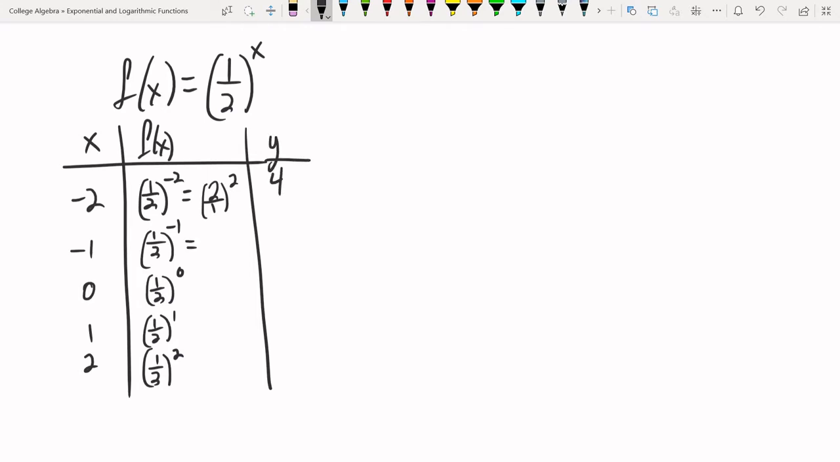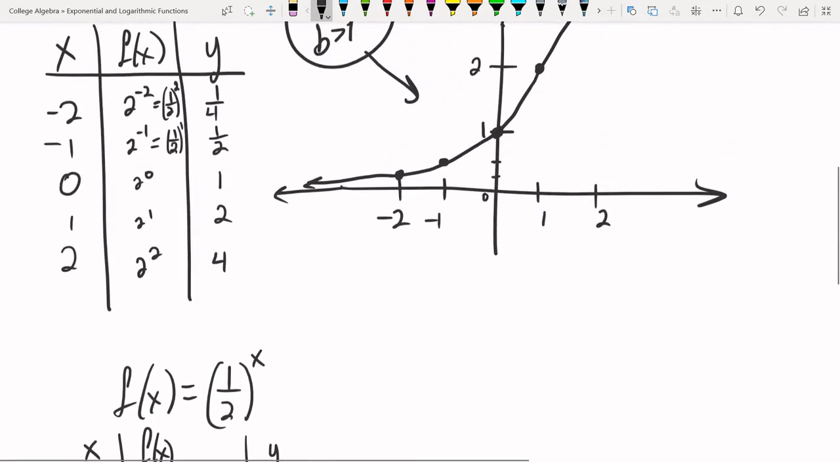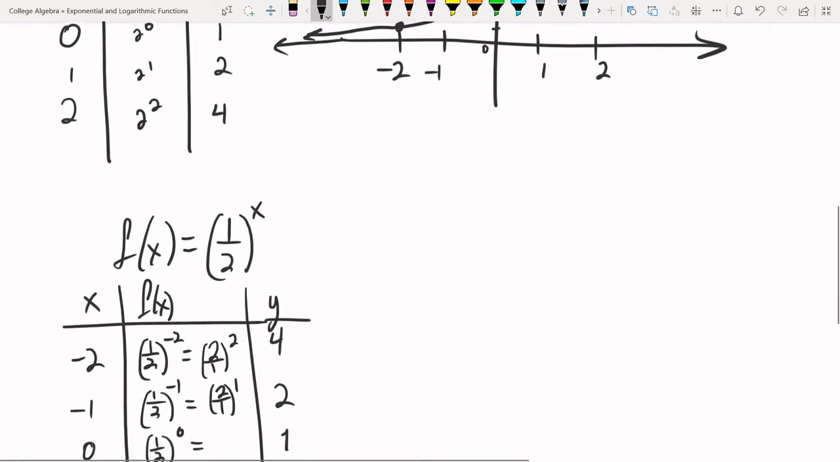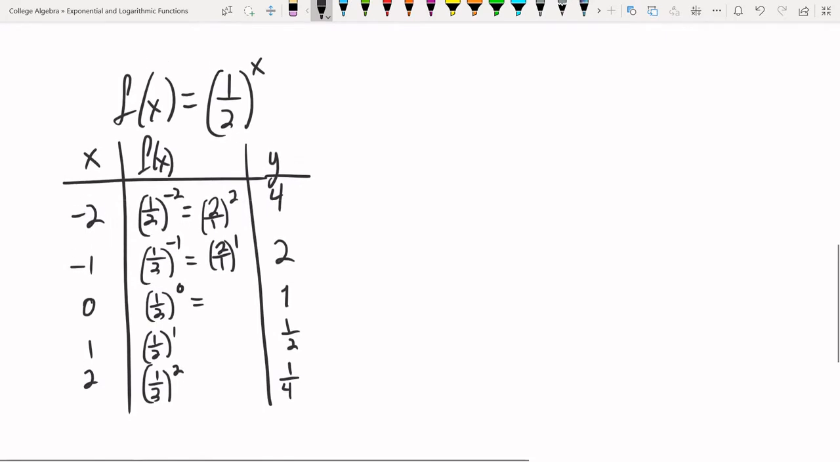(1/2)^-1, the negative power, gives us this, but that's the same thing as just 2. This is always equal to 1. (1/2)^1, that's just 1/2. And (1/2)^2 is 1/2 times 1/2, which is 1/4. You see, these numbers are very similar to the numbers we had before, right? The ones we had before were 1/4, 1/2, 1, 2, and 4. These numbers are 4, 2, 1, 1/2, and 1/4. They're kind of flipped.